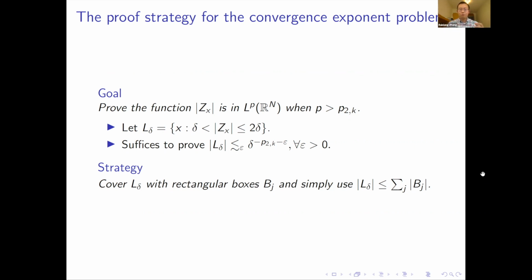So how do we give an upper bound of this set that we call L of delta? We simply use the following strategy. We cover this set with rectangular boxes, and we just bound the measure of the set by the sum of all the rectangular boxes. And it turns out to be enough. Yeah, it might get a little difficult to absorb this, but hopefully it makes some sense.